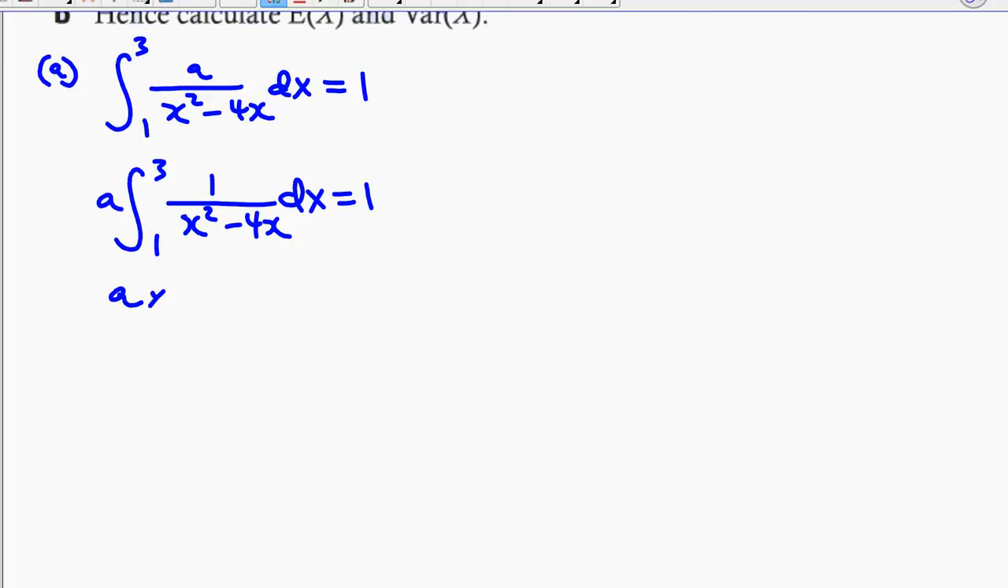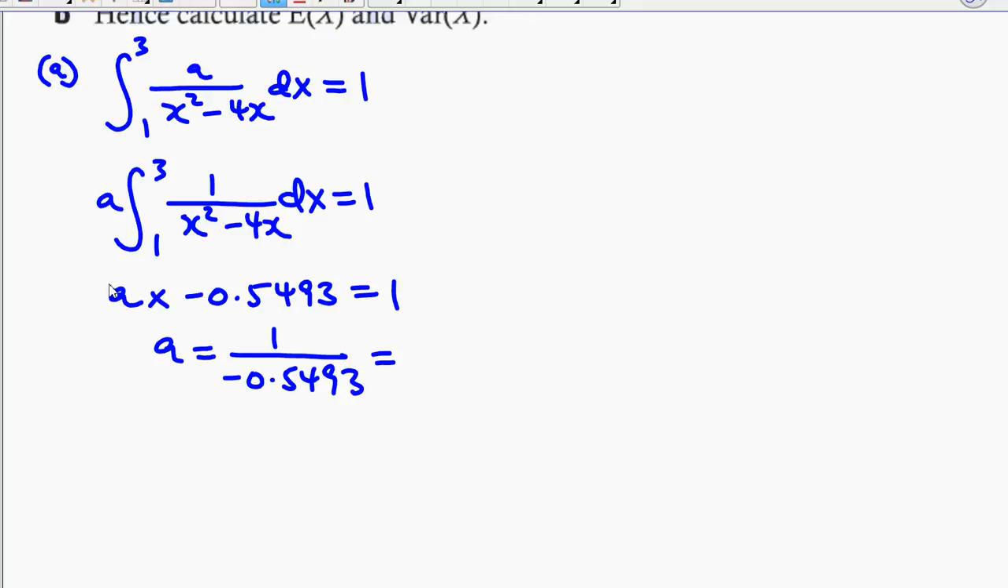So what this means is that a multiplied by negative 0.5493 is equal to 1, which means that a will be equal to 1 over negative 0.5493, which will give me, actually I can write below here, a will be equal to negative 1.82. All right, so a is that.